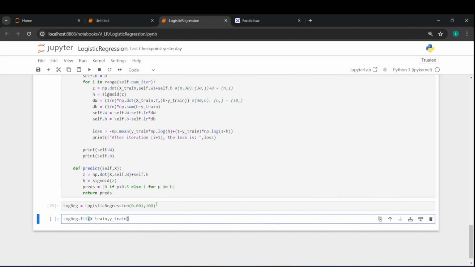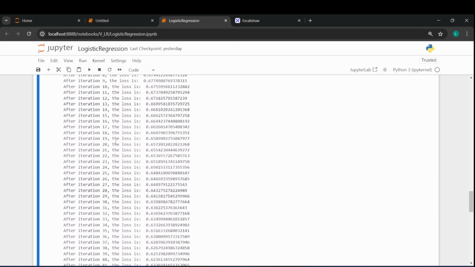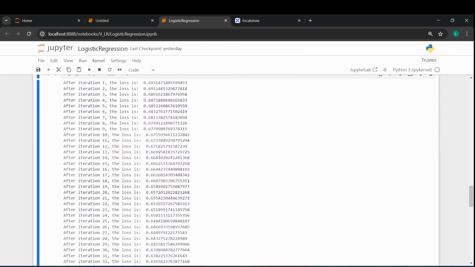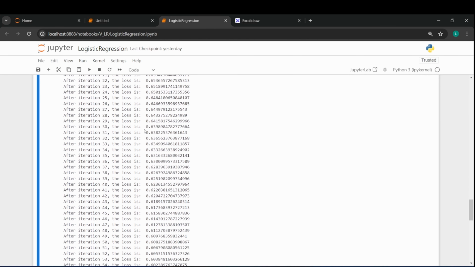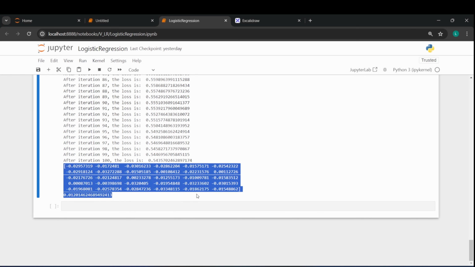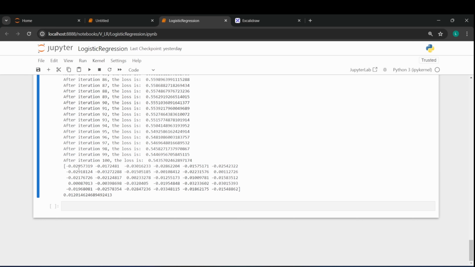x train comma y train. Now if we see here, after the first iteration the value of loss is 0.693 and in second iteration it reduces to 0.691, and as the number of iterations increases the loss value gradually decreases and it reached 0.543 in the 100th iteration, and this is how the W value looks like at the end. So this minus 0.029 represents the weight value of the first feature, and this minus 0.017 represents the weight value of the second feature, and so on, and this term represents the bias term.